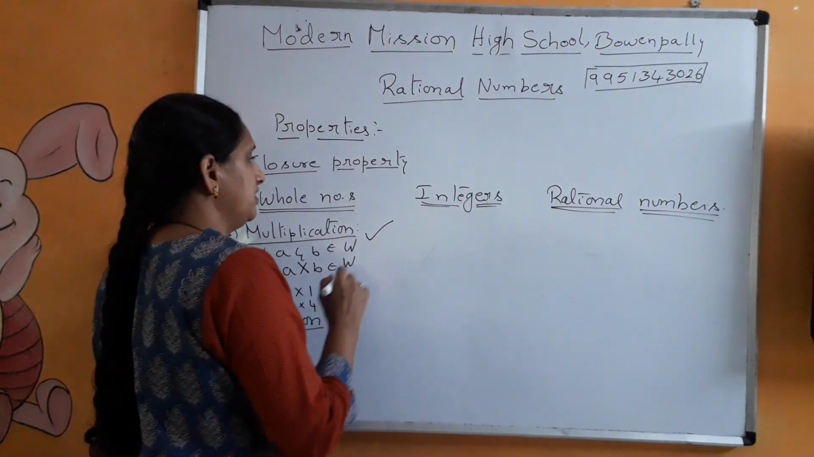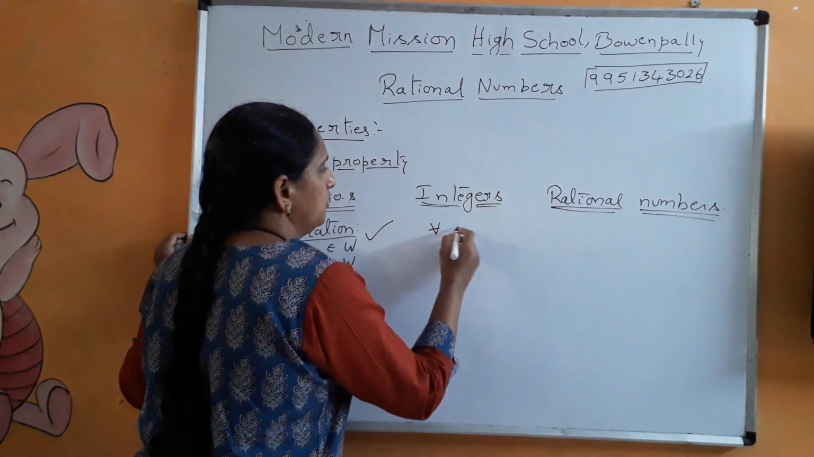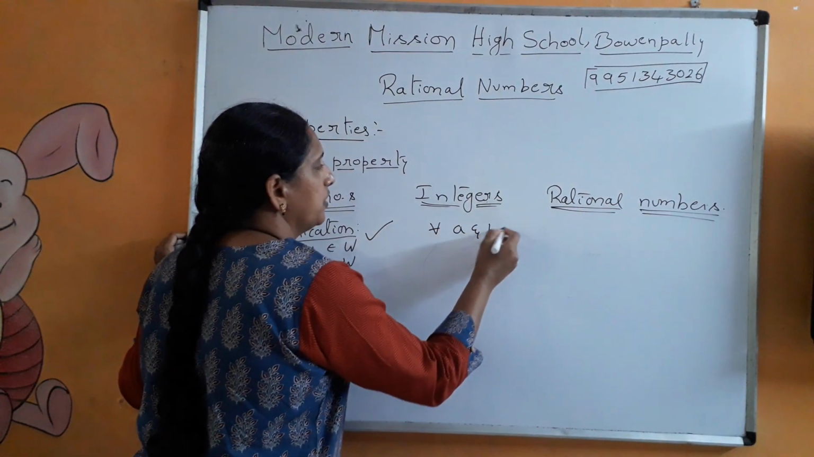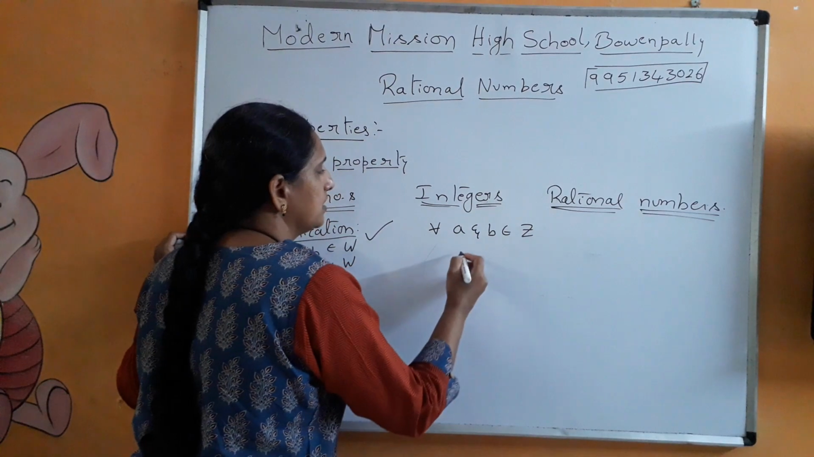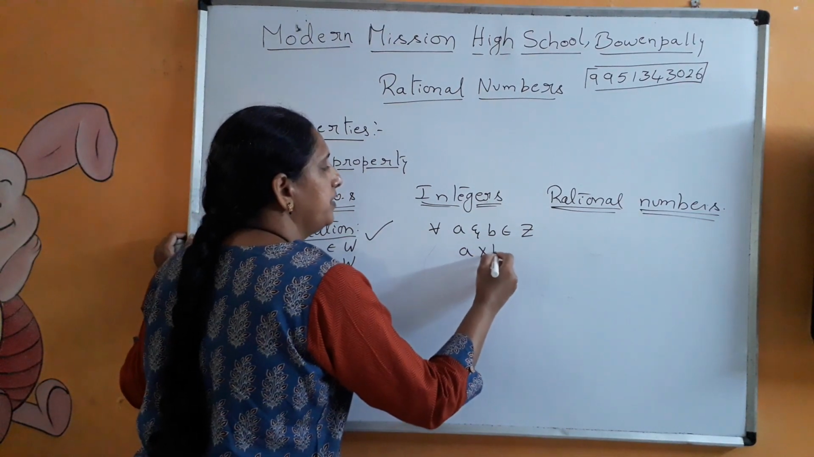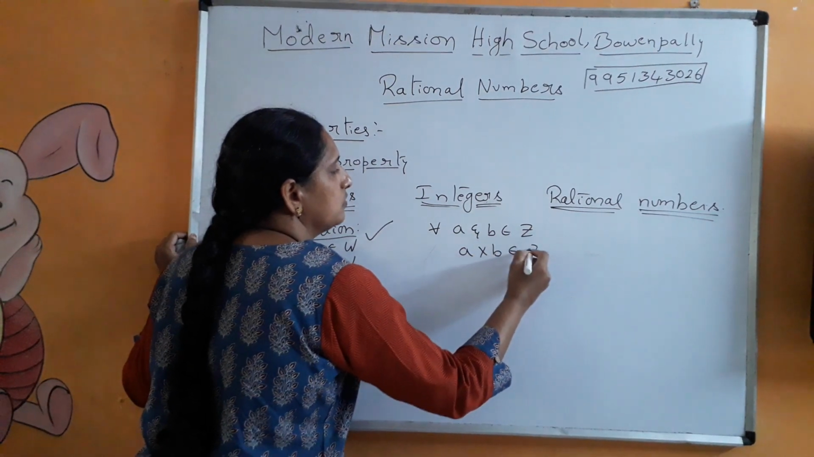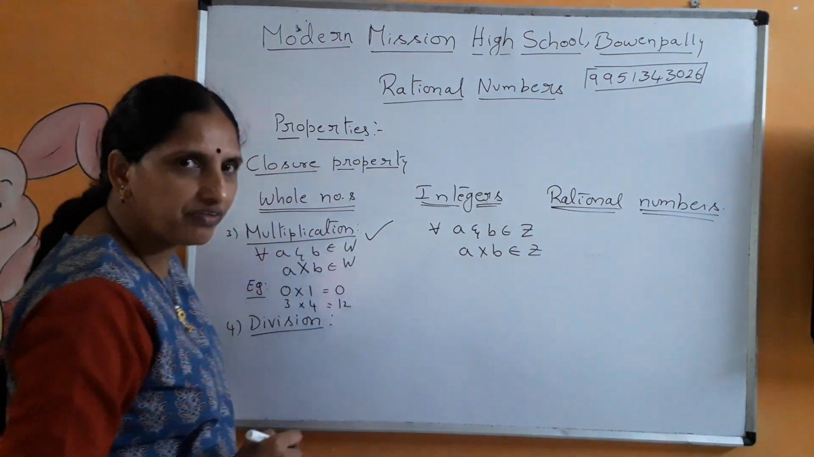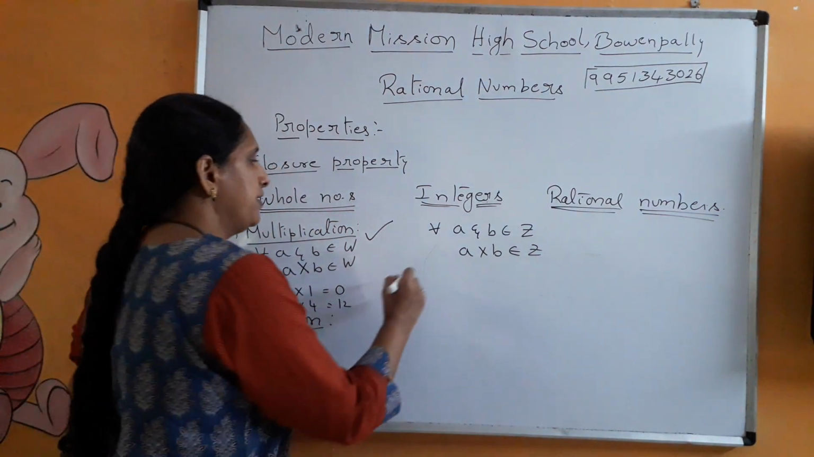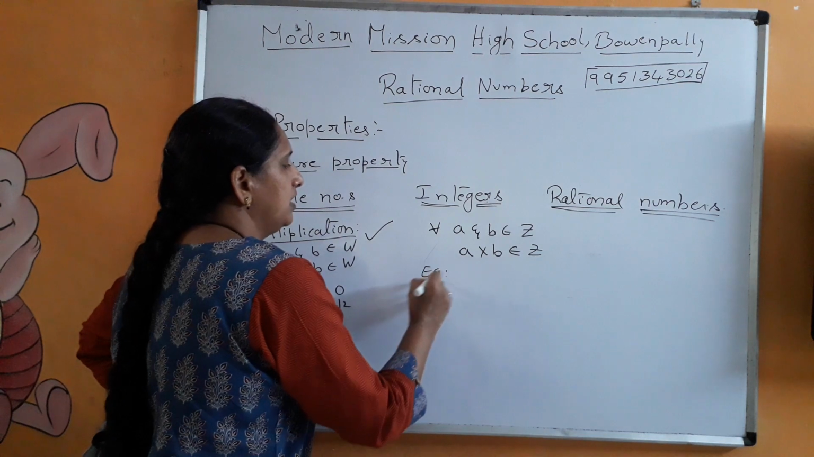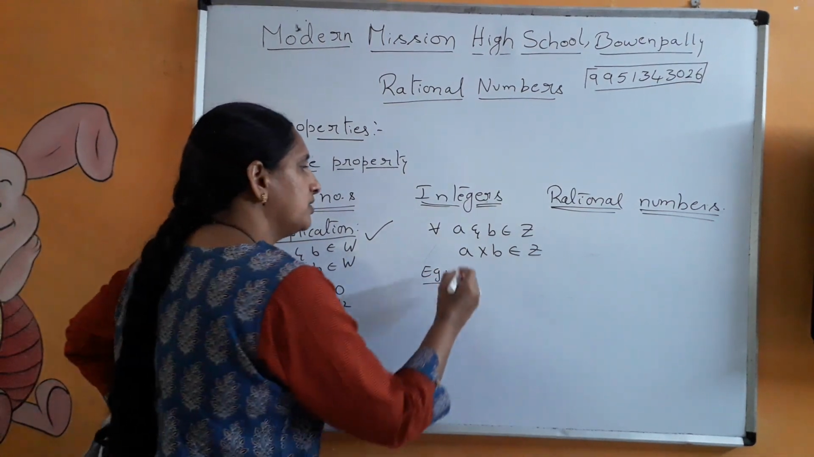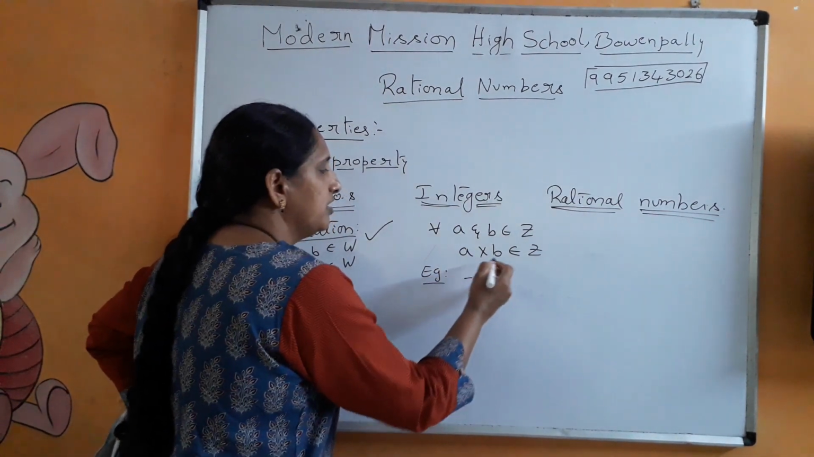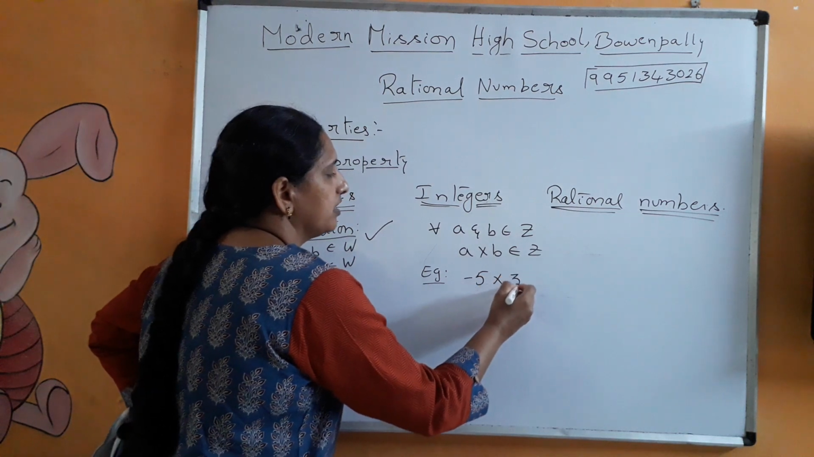Now let us verify with integers. For all values of a and b belonging to integers, a multiplied by b also belongs to integers. We need to verify whether true or false. Take the example. I will take one negative number and one positive number. Let my a be minus 5 and b be 3.